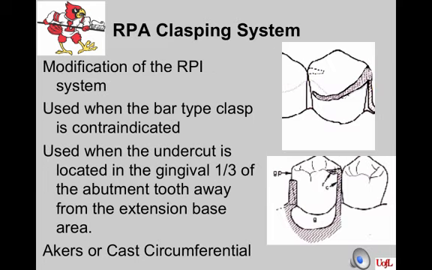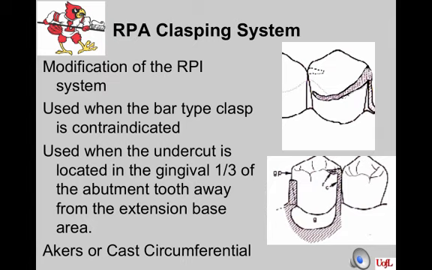The RPA clasping system is a modification of the RPI. It may be used when the bar-type clasp is contraindicated. An example would be presence of tissue undercuts or lack of vestibular depth for the bar due to shallow vestibule or the presence of functional frenum that interfere with the placement of the bar. It is used when the undercut is located in the gingival 1/3 of the abutment tooth away from the extension base area. The Akers or cast circumferential clasp is placed as the retentive component.